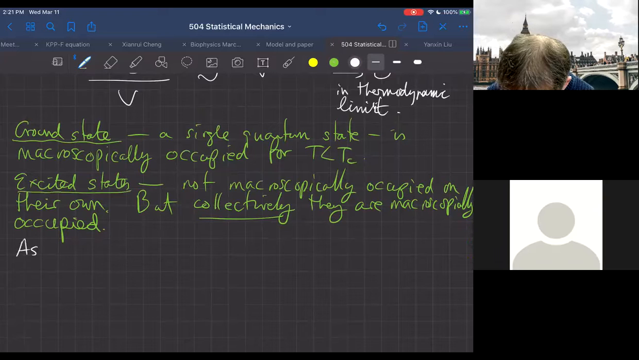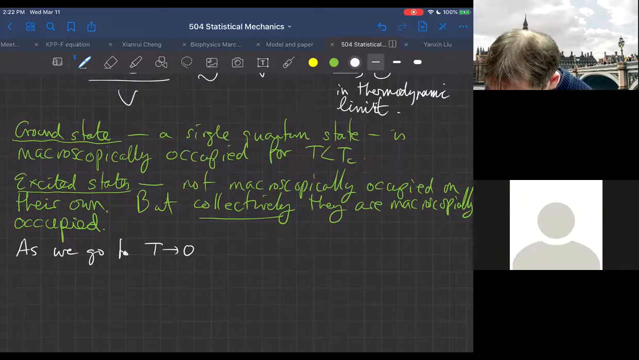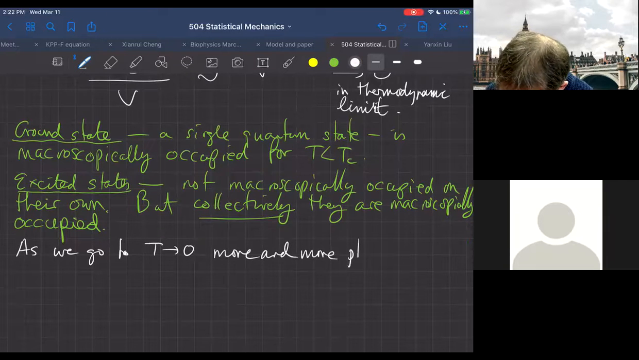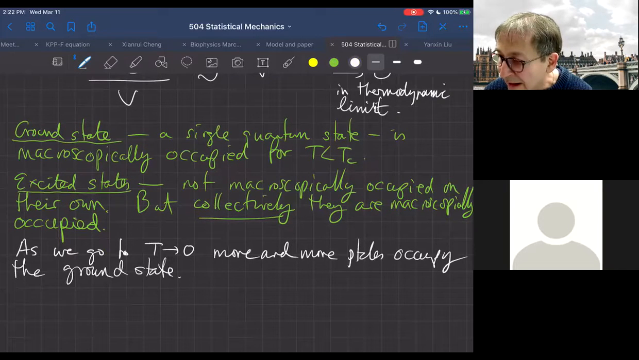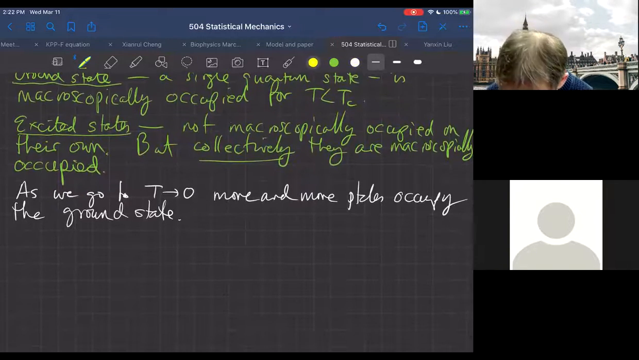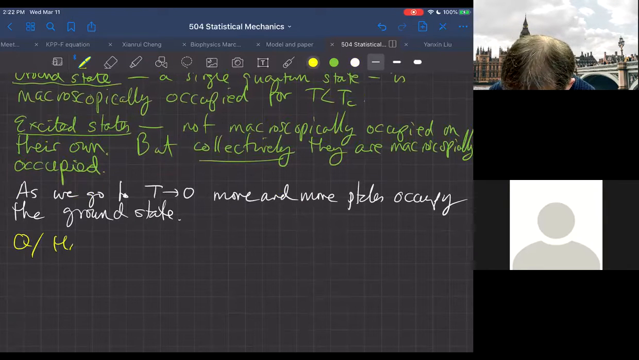So in fact, as we go to 0 temperature, what happens is more and more particles occupy the ground state. And we can now go ahead and calculate that. So the next question then is how do we calculate this correctly?